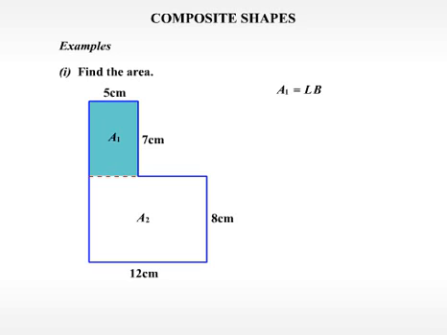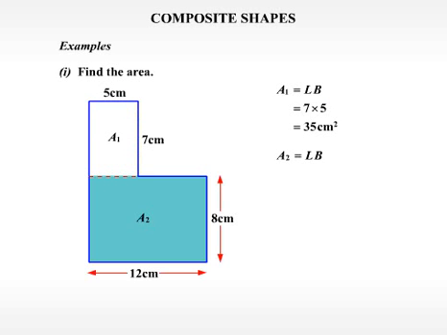Area 1 firstly, it's a rectangle, so we write that it equals length times breadth, where the length is 7 and the breadth is 5. So it equals 7 times 5, and that works out to be 35 square centimetres. Moving on now to Area 2. Again, it is a rectangle, so length times breadth. Length is 12 and the breadth is 8. So it equals 12 times 8, and that works out to be 96 square centimetres.